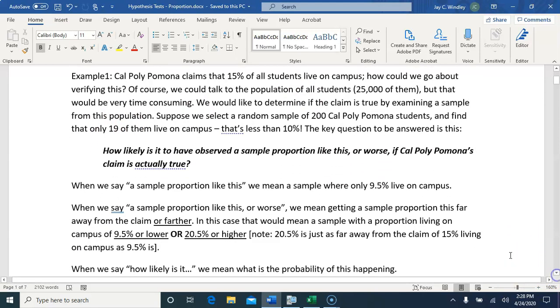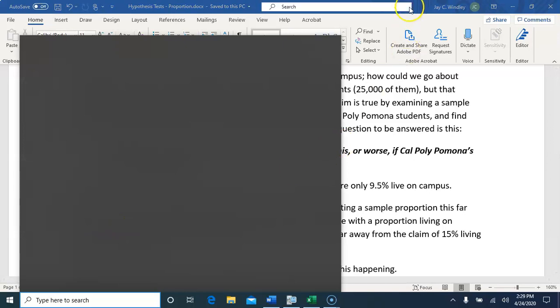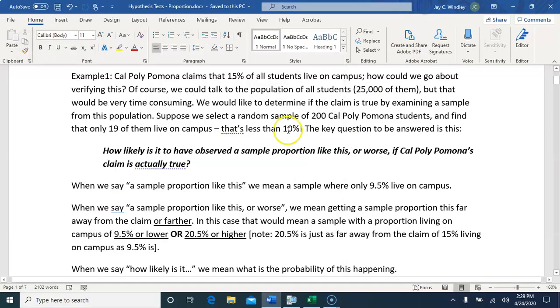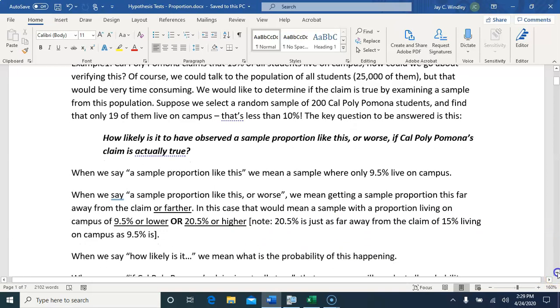And when we say a sample proportion like this or worse, we mean getting a sample proportion this far away from the mean or farther. In this case, that would mean getting a sample with a proportion living on campus of 9.5% or lower, like we did, or 20.5% or higher. 20.5% is just as far away from 15% as 9.5% is. And when we say how likely it is, we mean to determine the probability of this happening.